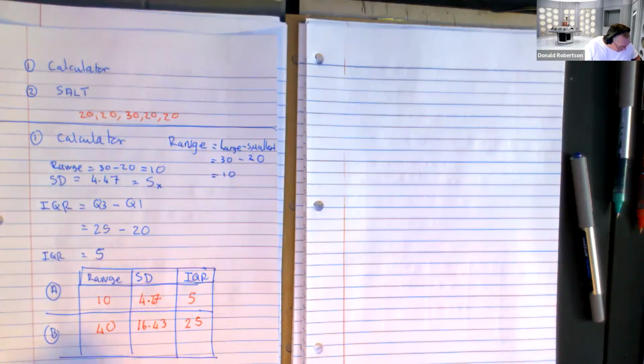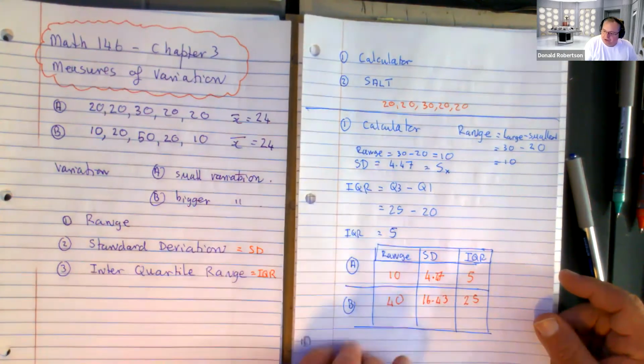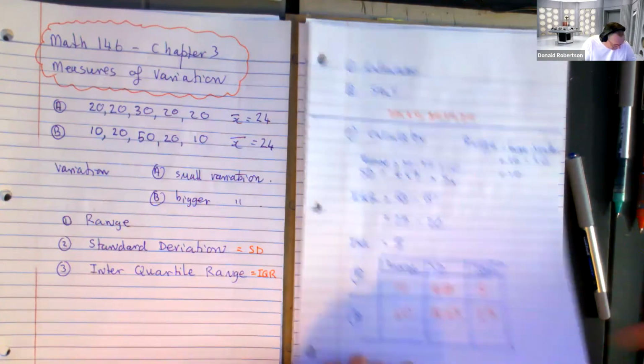Any questions so far about calculating, using your calculator, the 3 measurements, range, standard deviation, or interquartile range? Are you comfortable about how you would do it on your calculator? Right. So the second version of that is, how do you do the same calculation using SALT? So I'm kind of loading up SALT as we speak here, and hopefully I can get one. Here we go. I've got one.